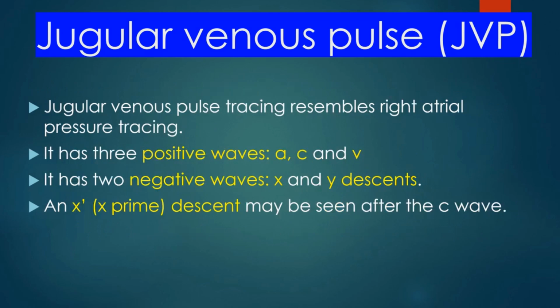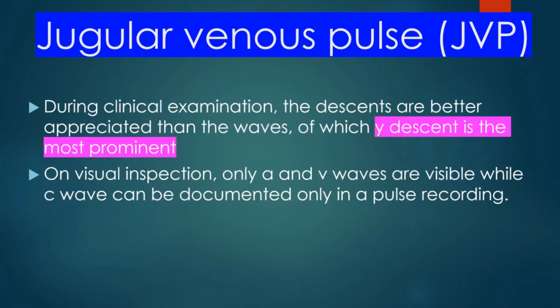The jugular venous pulse tracing resembles the right atrial pressure tracing. It has 3 positive waves A, C and V and 2 negative waves X and Y descents. An X prime descent may be seen after the C wave, that is mostly in the recordings and not in the clinical examination. During clinical examination, the descents are better appreciated than the waves, of which Y descent is the most prominent. On visual inspection, only A and V waves are visible, while C waves can be documented only in a pulse recording.